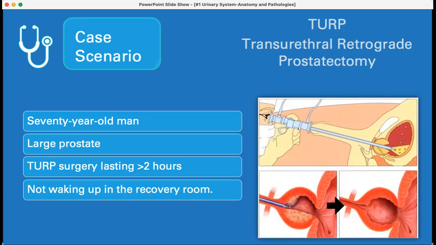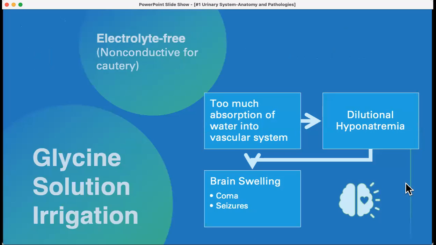So this is a case scenario of a 70-year-old man with a very large prostate. It's taking a long time to clean out all that prostate tissue. Then they find out that he's not waking up in the recovery room. The solution being used during this prostatectomy is a glycine solution. The reason they choose that is that without electrolytes, they can use cautery. So if there's any bleeding, they can cauterize vessels.